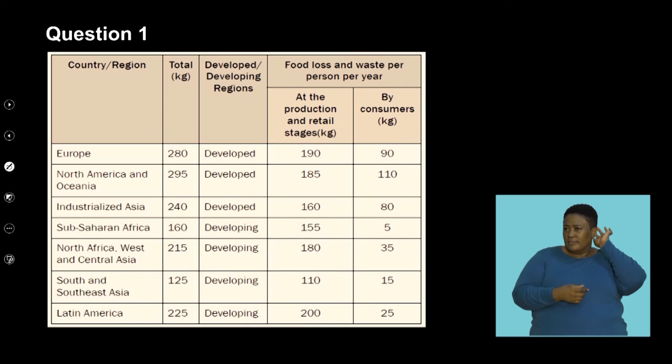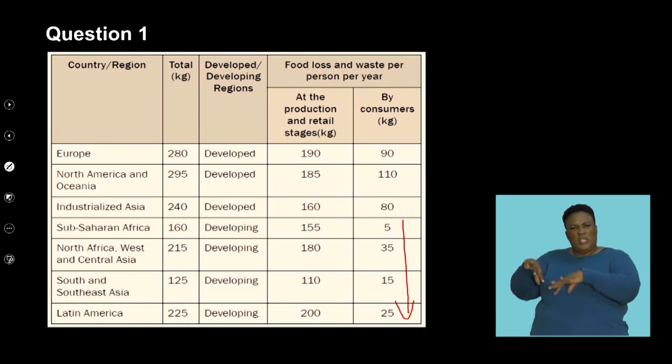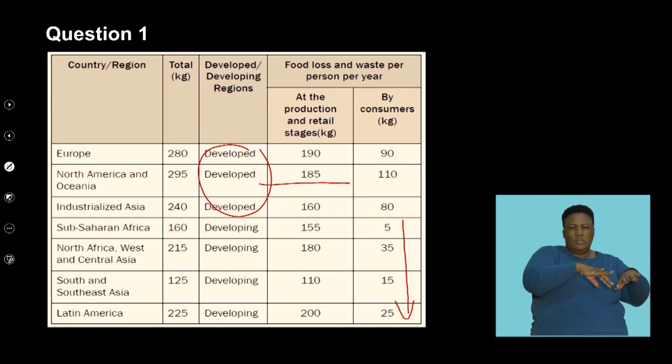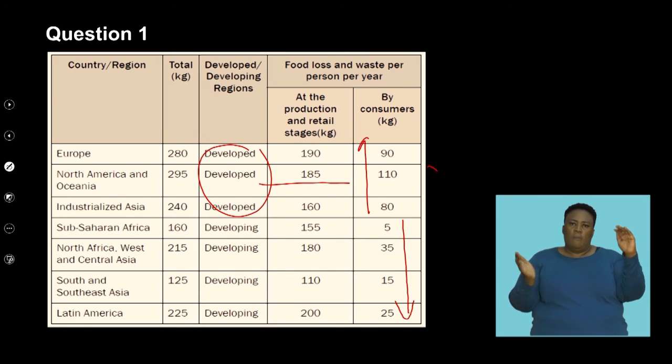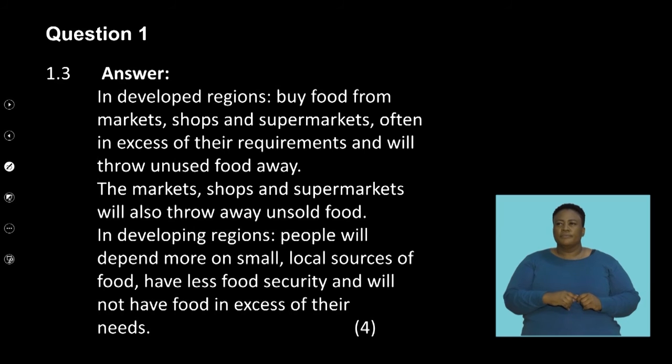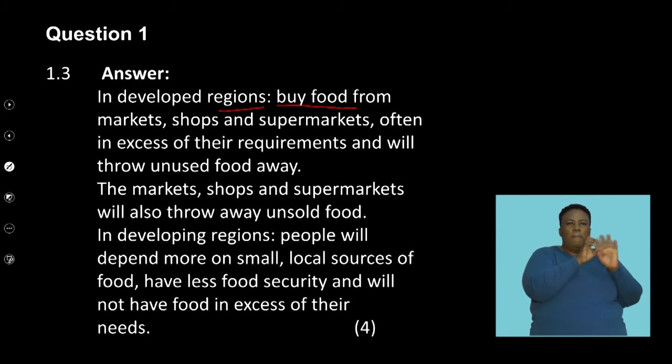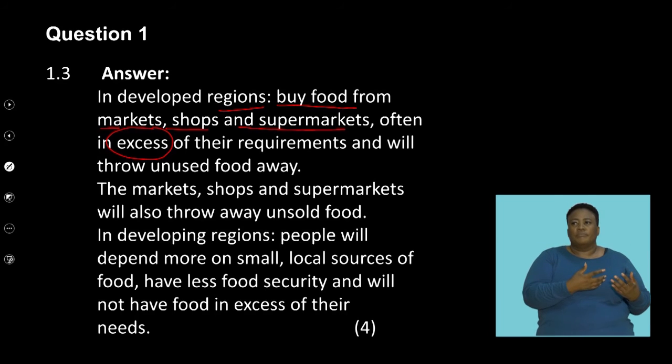And I've done that in the next slide, where I pointed out that if you look at these, the wastage is significantly lower. However, if you look at these developed countries, you can see that it's significantly higher when we compare them by each region. So what does this mean? In developed regions, people buy food from markets, shops and supermarkets, often in excess, and this will be unused or thrown away.